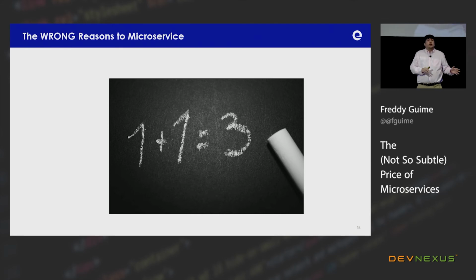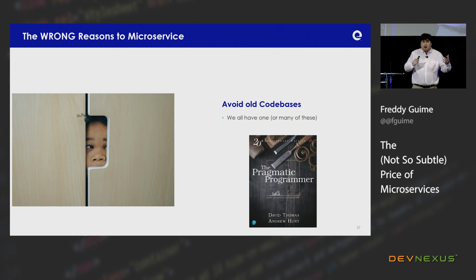Now, the thing that I want is to inoculate you, so when you hear these other ones, you know that this might not be the best reason to actually split it. The wrong reasons to do microservices. And just to be fully transparent, we did all of them. When we implemented things, we committed all these sins, right?